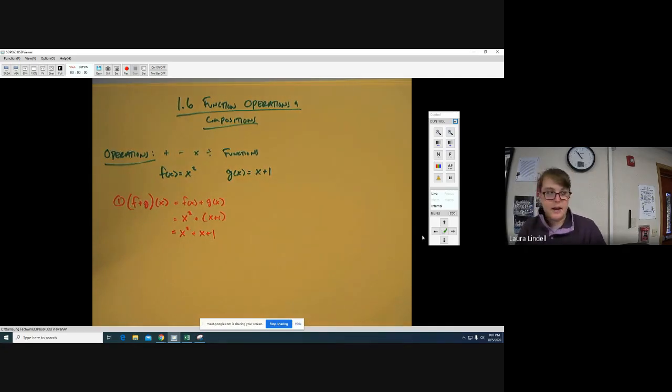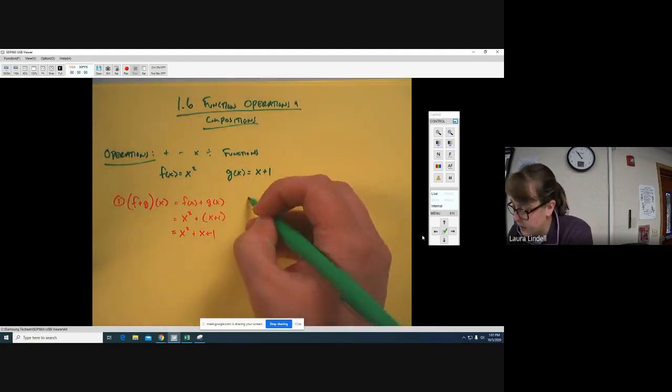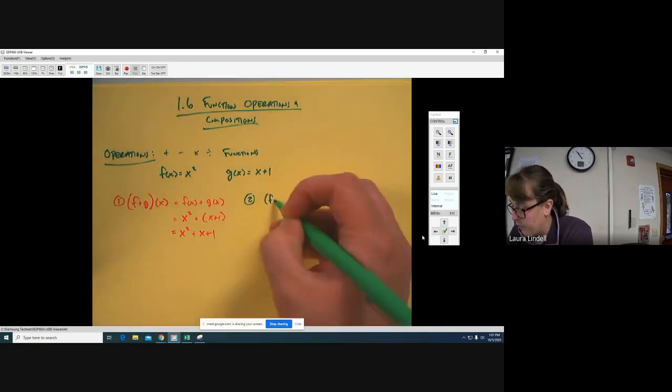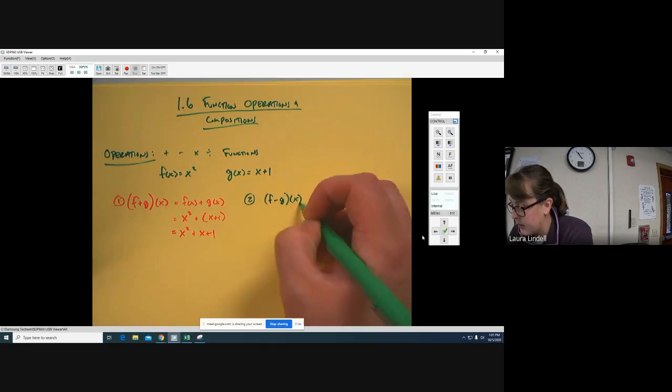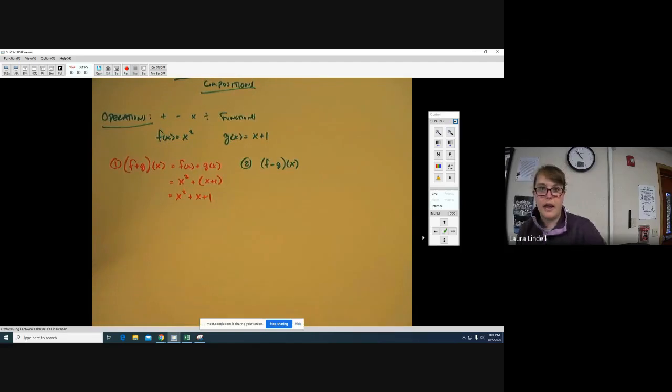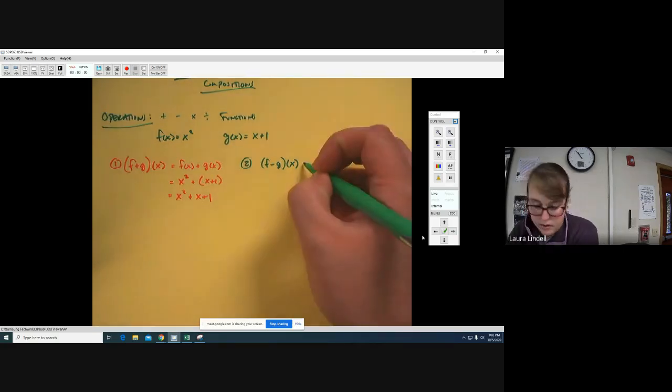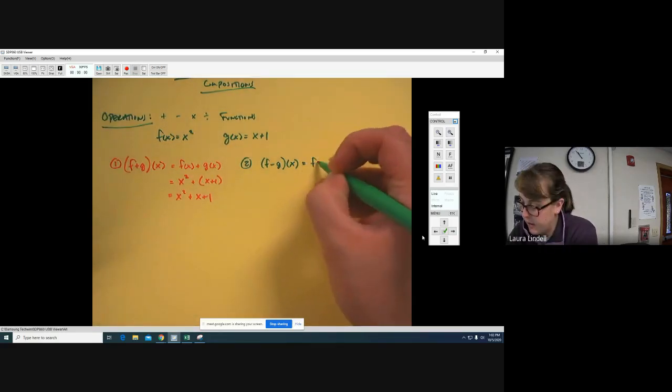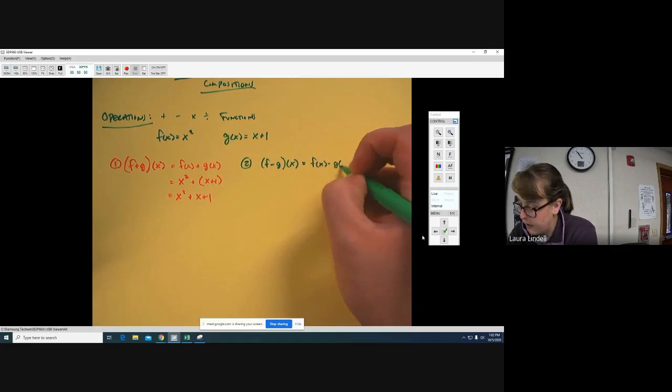All right, so there's adding functions. Then we're going to subtract functions. So we're going to go f minus g of x. And you could do g minus f if you would like to. You can add or subtract them, but we'll do f minus g for now. So f minus g of x is just f of x minus g of x.